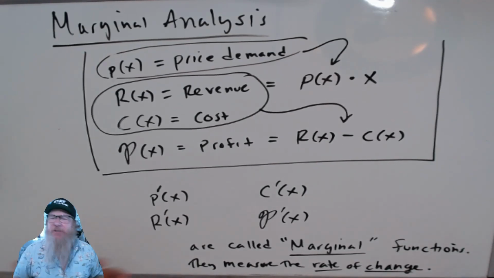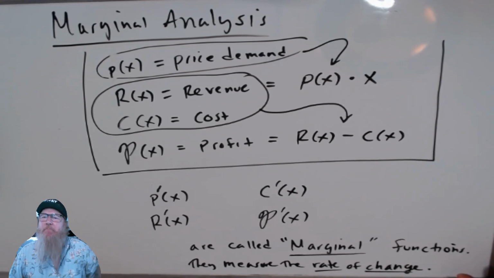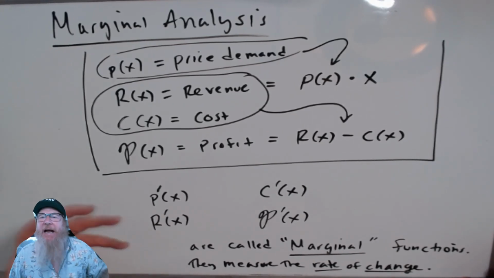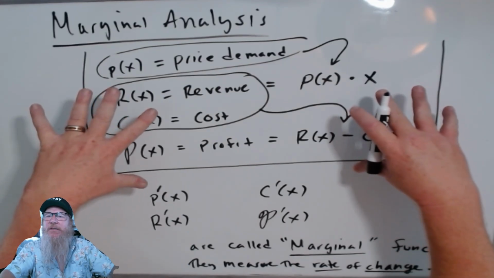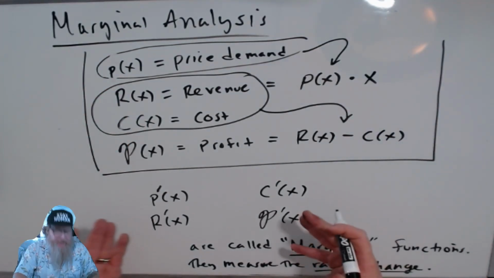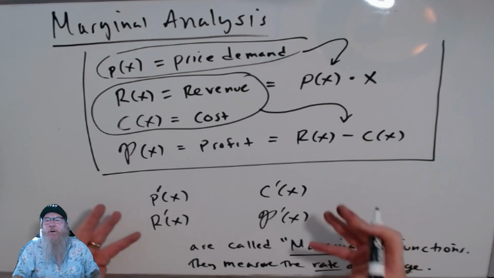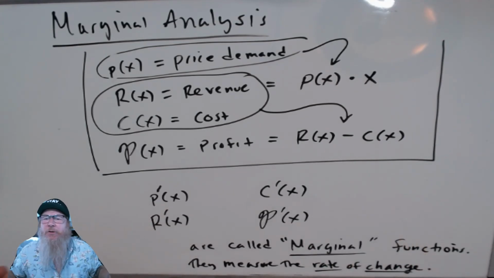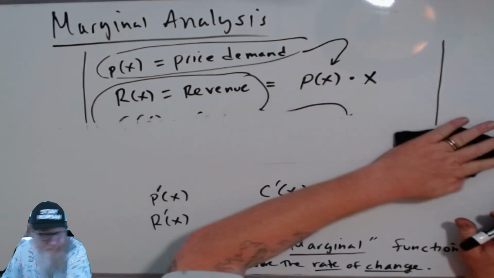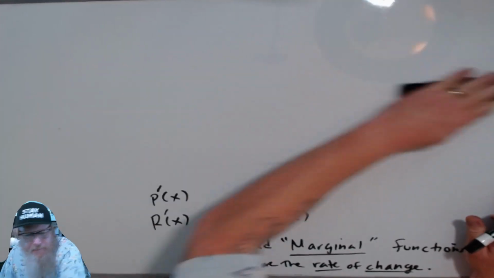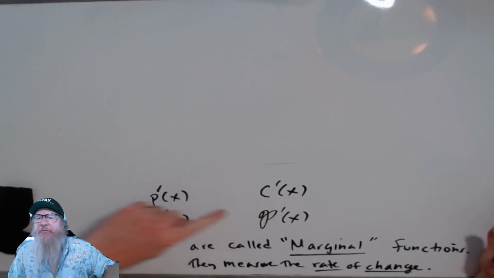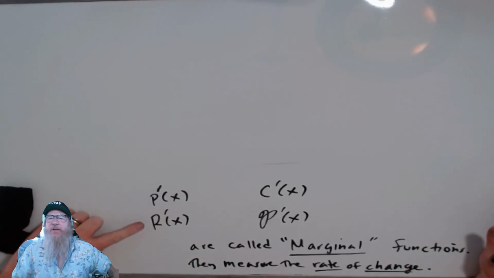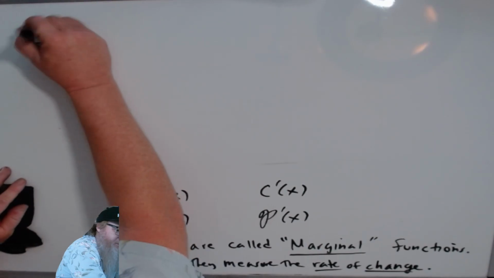Let's get right into it and just do an example. All right. So when I say marginal, marginal analysis, I basically mean take these functions, the ones that we've already talked about, and take their derivative. And this is what we mean when we say applying marginal analysis. So we'll say the marginal cost, or the marginal profit, or the marginal price, or the marginal revenue.